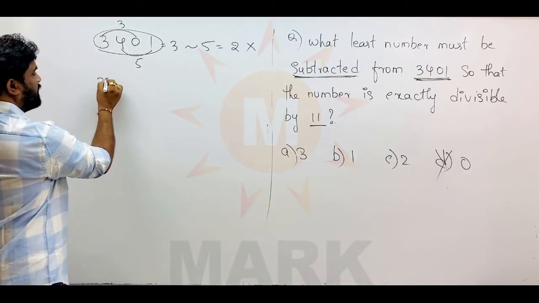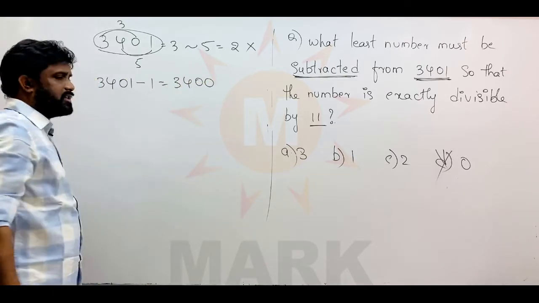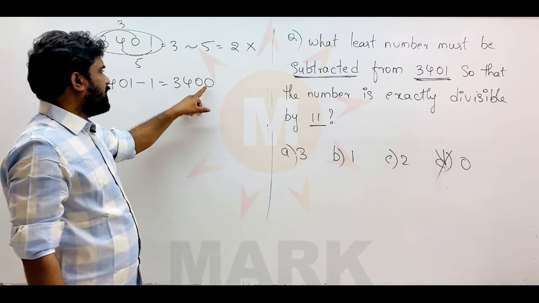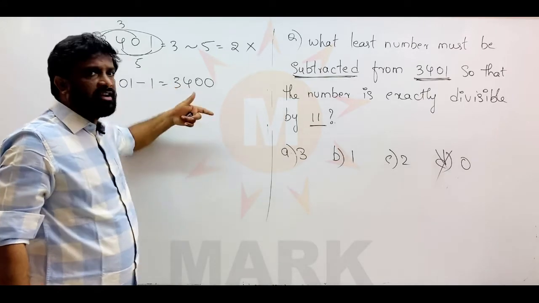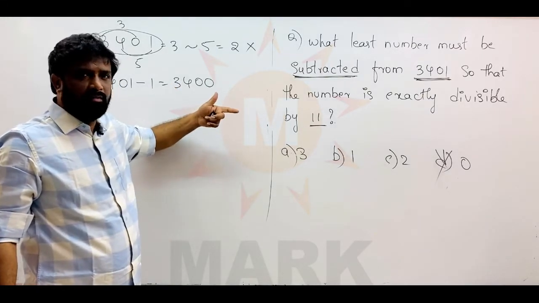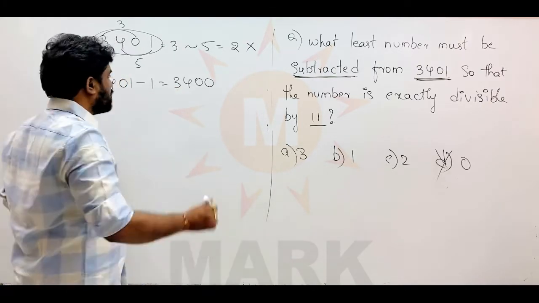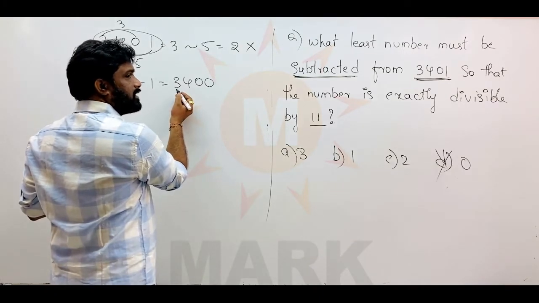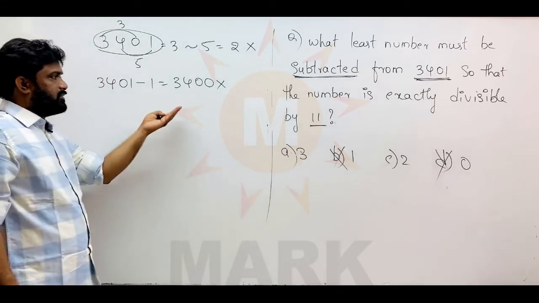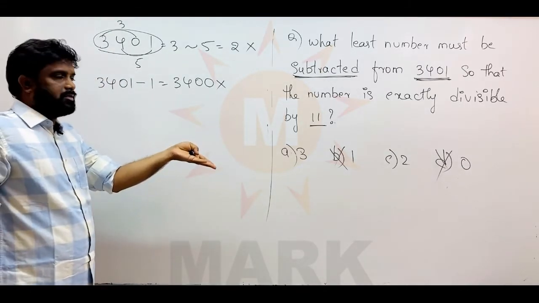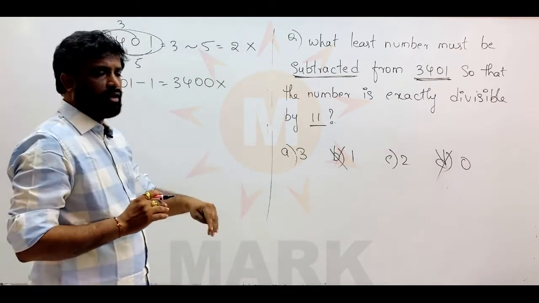My dear friends, if I take 3401 minus 1, you will get 3400. Since it is a multiple of 100, 1100 would be divisible by 11, 2200 would be divisible by 11. But this is 3400, and 34 is not a multiple of 11. So 3400 is also not divisible by 11. So 1 is also the wrong answer. So our option lies in 3 and 2. The answer can be 3 or the answer can be 2.